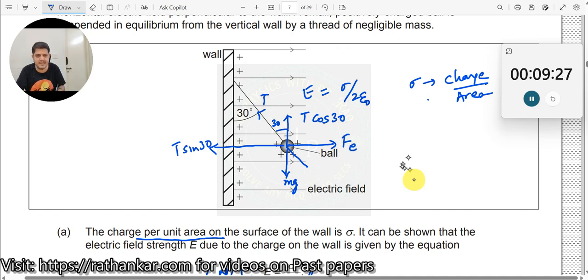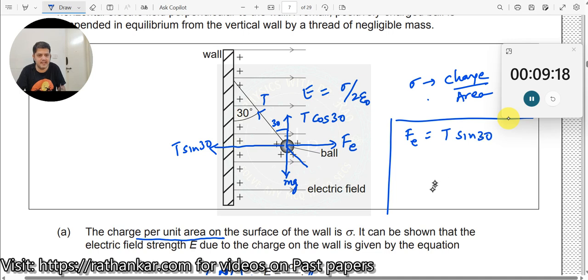Now what should you write? You should now write the equations. What are the equations here? I can now write Fe is equal to T sin 30, and also this upward force equal to downward force, because this is equilibrium, right? So I will write T cos 30 is equal to mg.